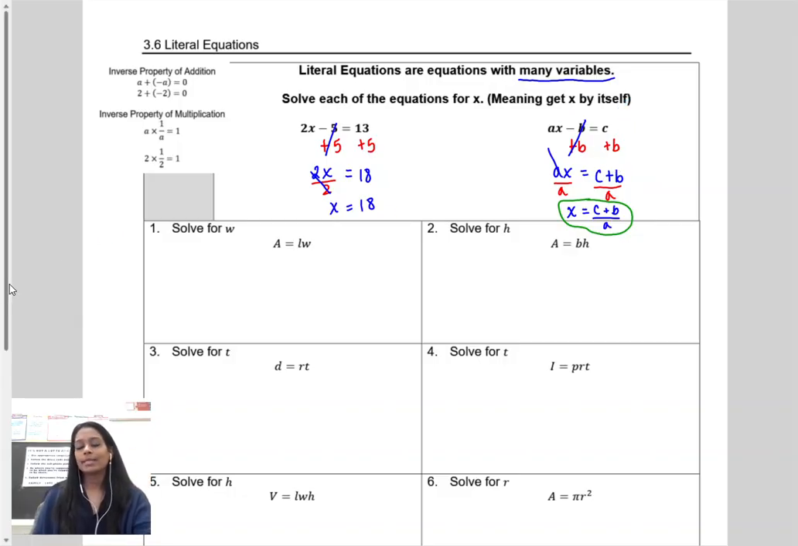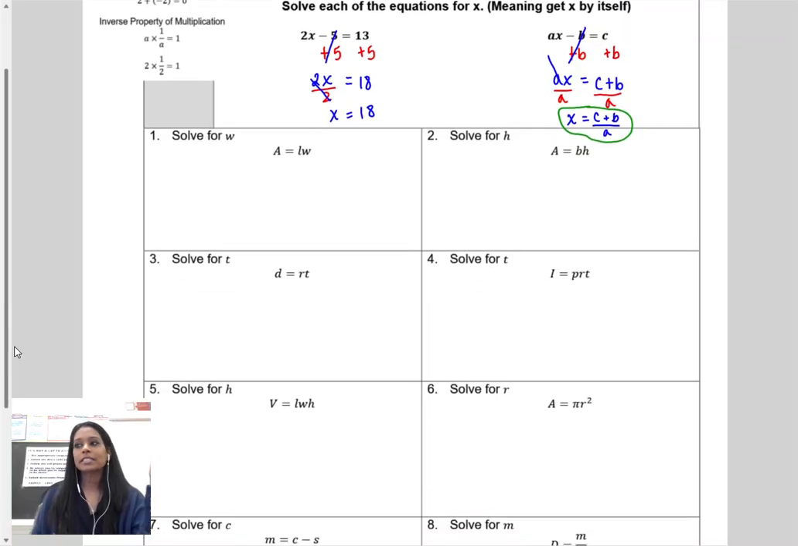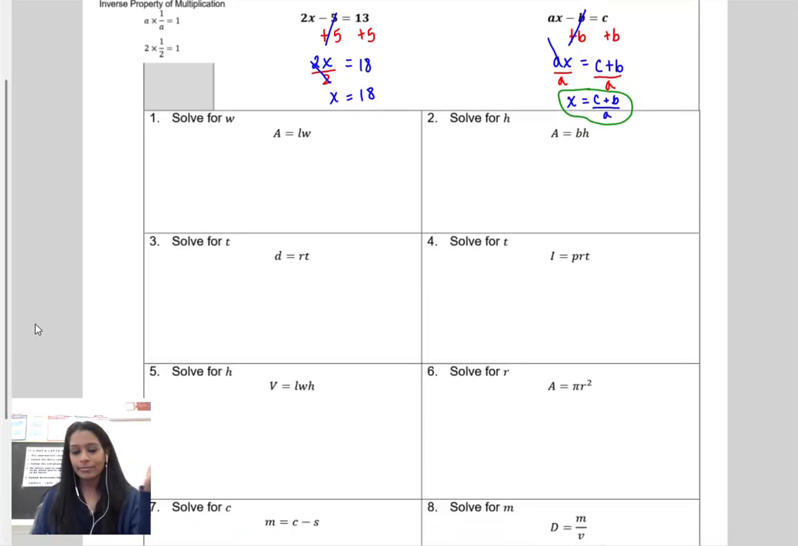Now, it's not going to be that simple all the time. You're just going to have to keep working with these types of equations. So here, the first thing you need to know is how to see what variable it's asking you to solve for.